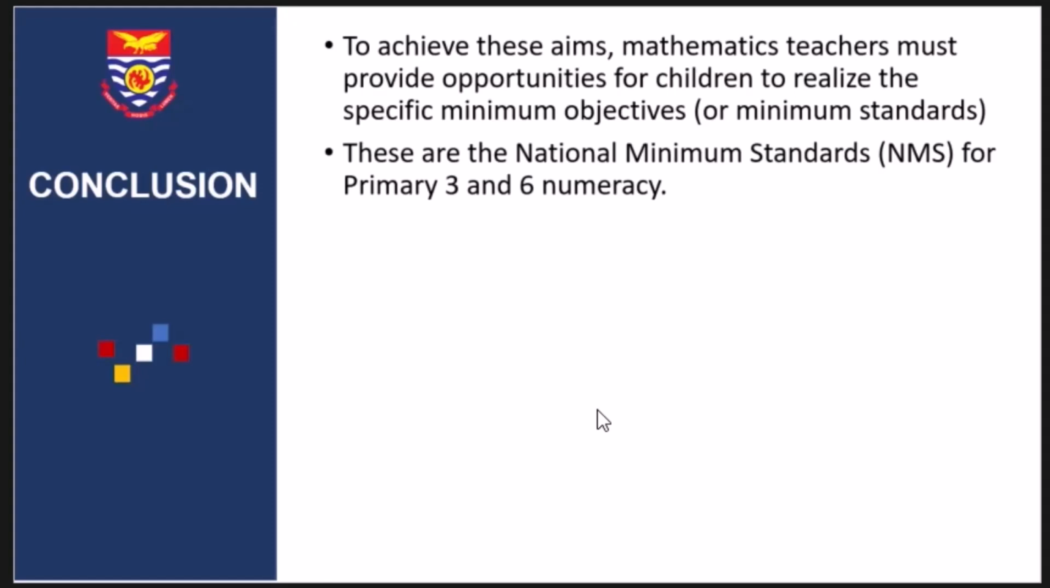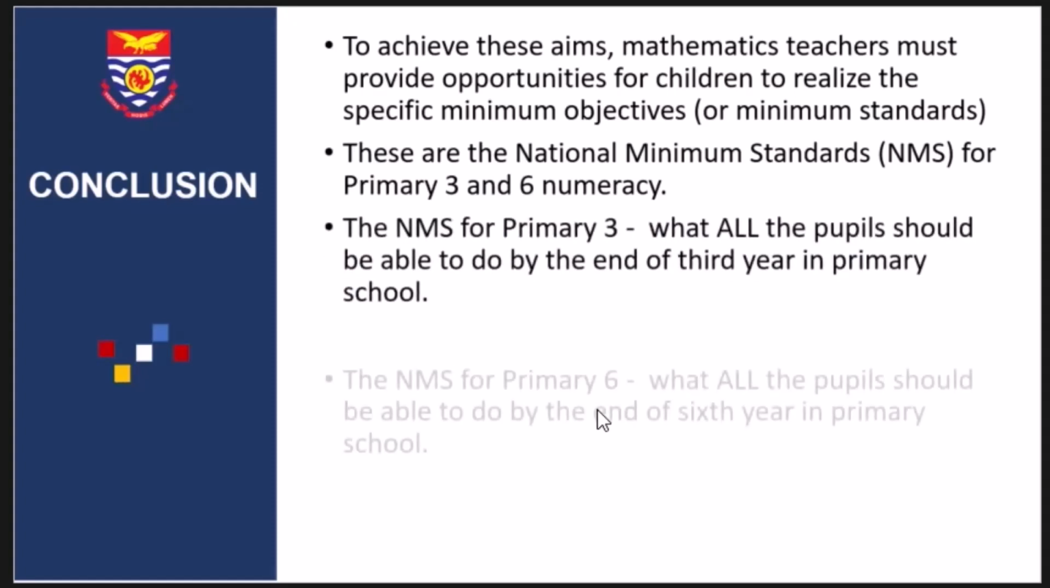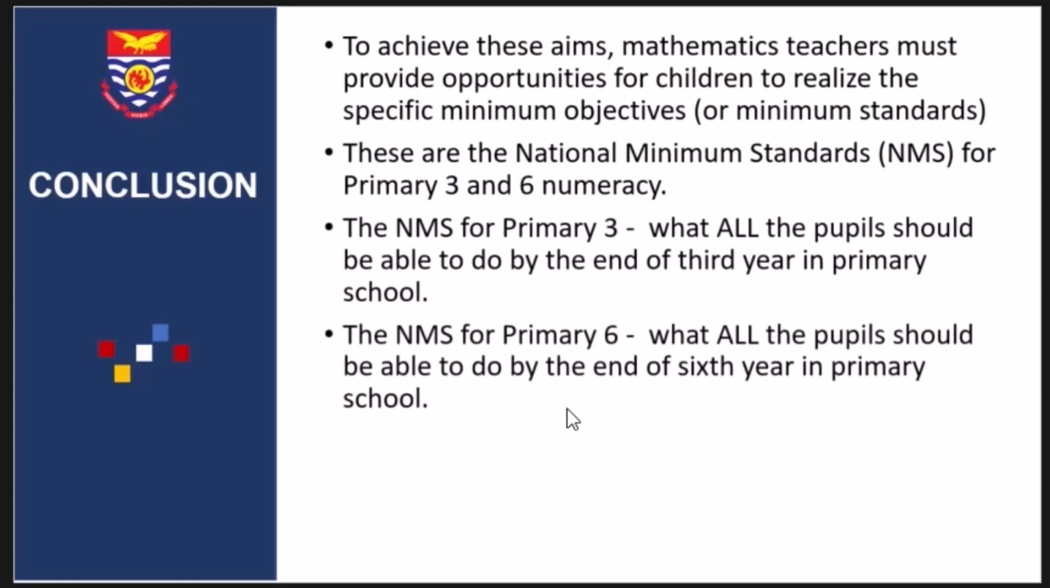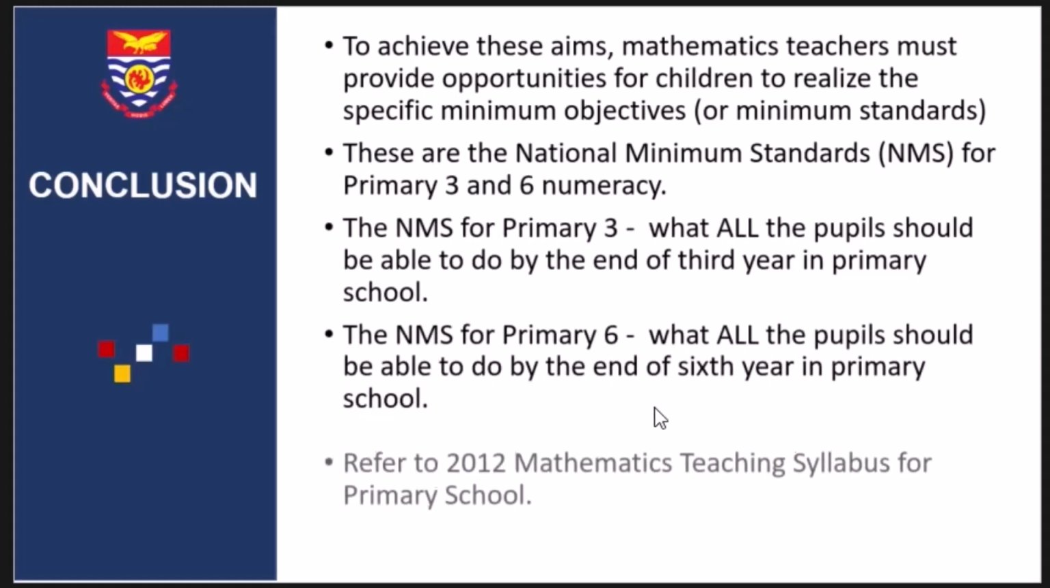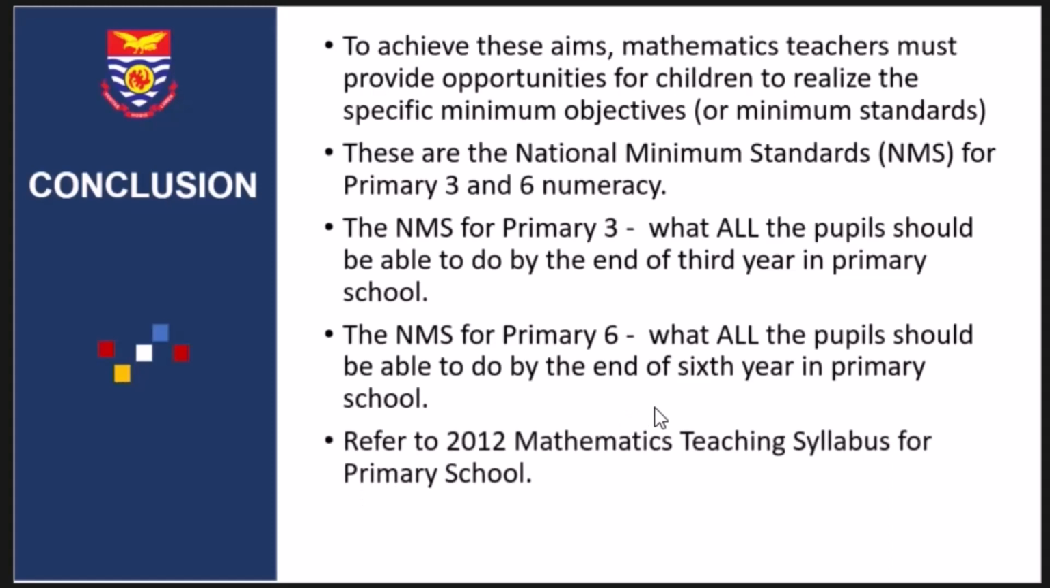In conclusion, we say to achieve these aims, mathematics teachers must provide opportunities for children to realize the specific minimum objectives. That is, we have that of primary 3 and then primary 6. At the end of lower primary, that is primary 3, we have national minimum standards for the children to achieve. So you have to achieve those aims. And then at the end of upper primary, which is primary 6, we also have national minimum standards for your pupils to achieve. And you must compare and contrast whether those minimum standards have been achieved. For further reading, refer to the 2012 mathematics teaching syllabus for primary schools.